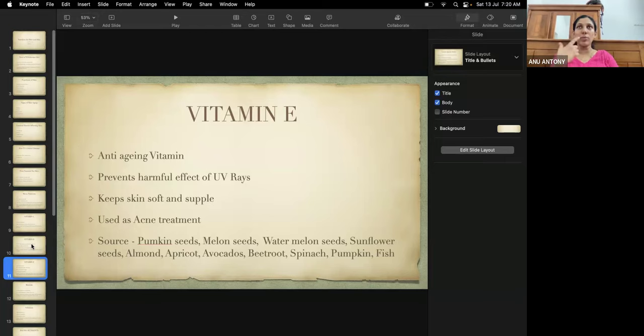Once you observe, especially in the summer season, we start getting a lot of acne. You can start incorporating vitamin E a little more in your diet. So pumpkin seeds, melon seeds. Melon seeds means muskmelon seeds here. Watermelon seeds, sunflower seeds, almond, apricot, avocado, beetroot, spinach, pumpkin, again fish. These are the basic sources.